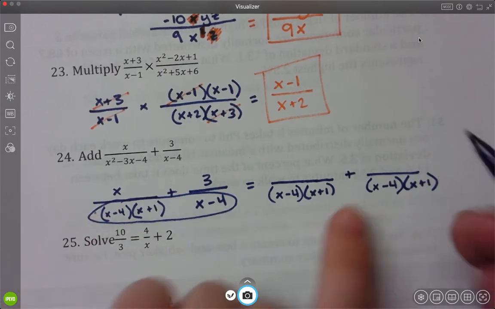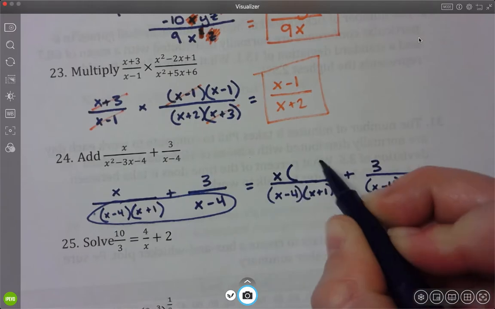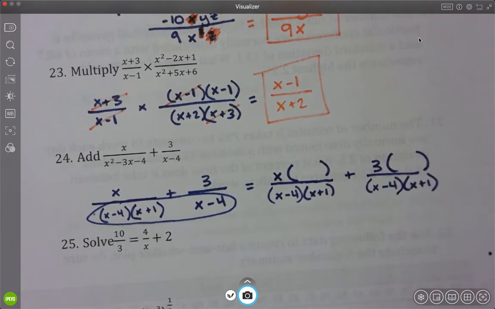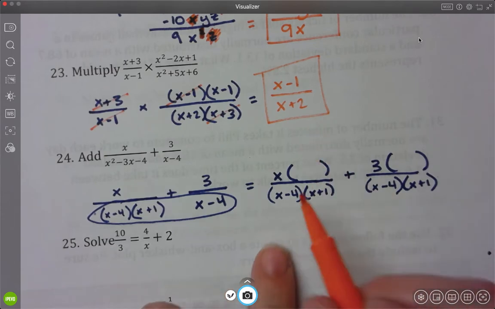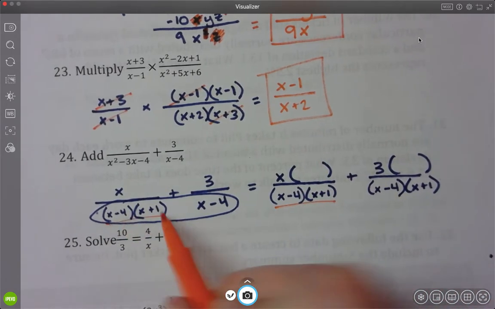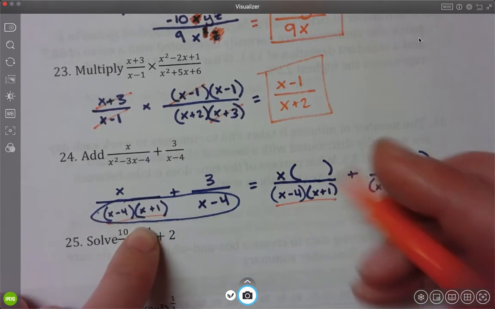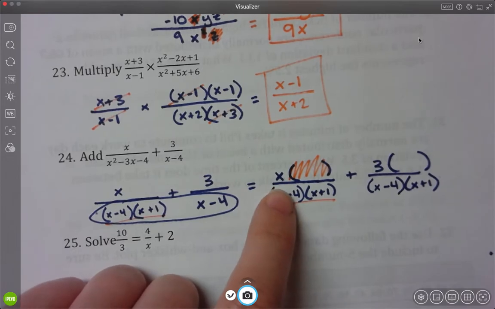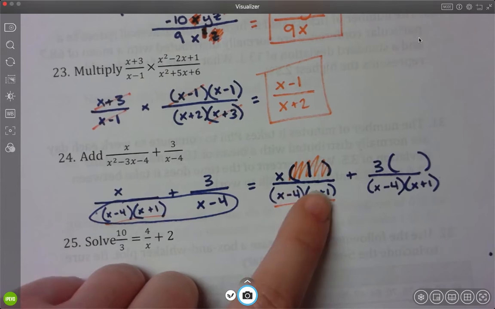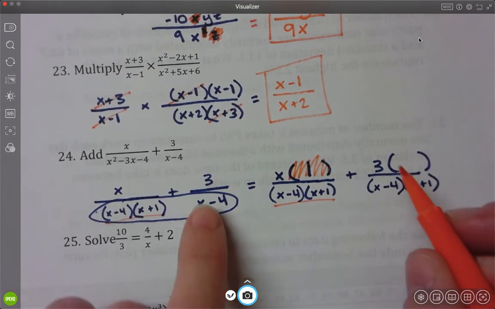So then I just look at my top pieces, x and 3, and I write what they need to be multiplied by. So what needs to go here that he doesn't already have? I look at his bottom and I compare this bottom to this bottom. What does he not have that he needs? Well, he has everything. So I really don't need to multiply this x by anything here. He can just stay as x. Or if you want to write it as a 1 there, you can multiply him by 1. x times 1 will just be x. It doesn't matter.